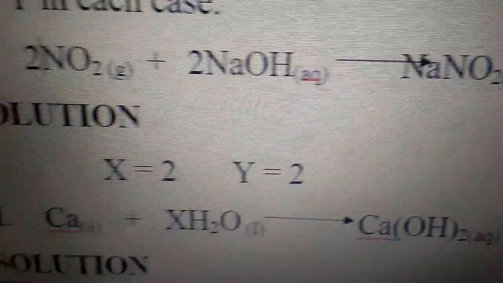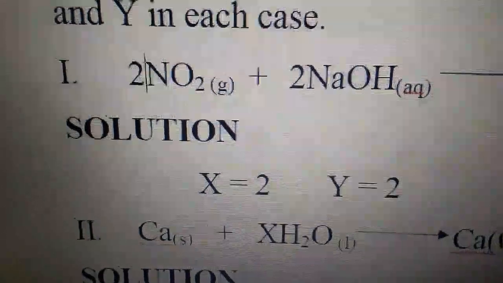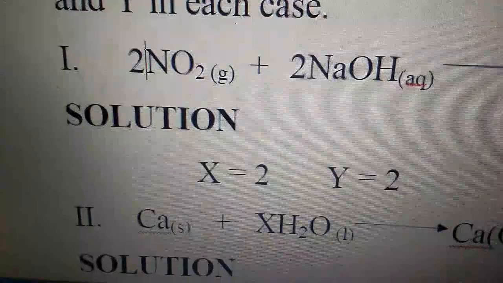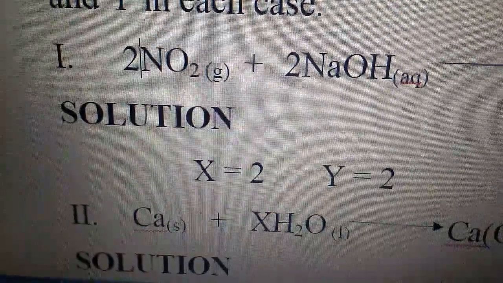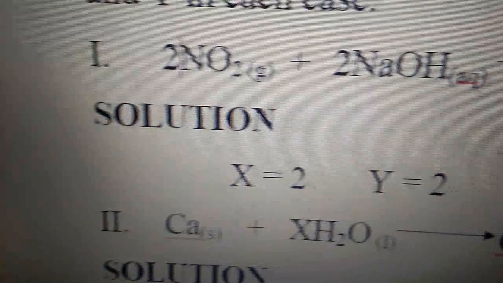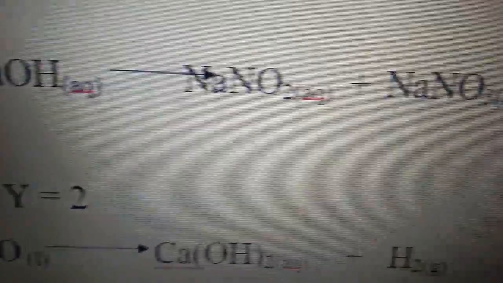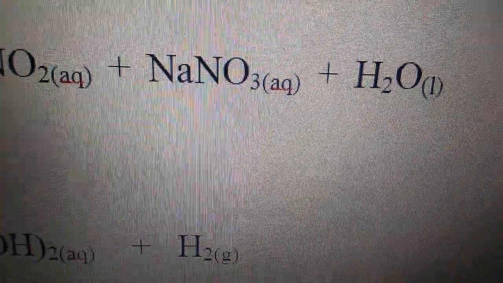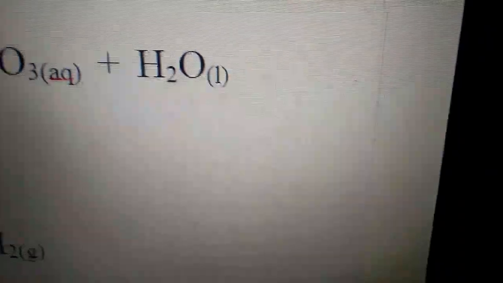Let's go back. There could be an error somewhere. Okay, let's repeat again. In NO2, oxygen is 2 times 2, 4. In NaOH, oxygen is 2 times 1, 2. So 2 plus 4 gives us 6 on the left hand side. On this side, oxygen is 2 in the first compound, NaNO2. Oxygen is 3 in NaNO3, giving us 5. Oxygen is 1 in water, giving us 6. So oxygen is balanced as well.